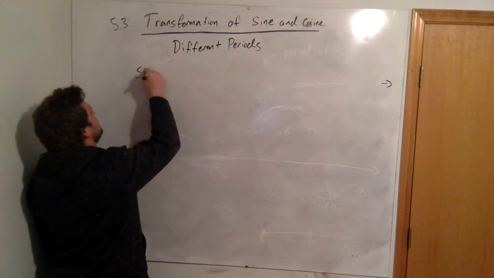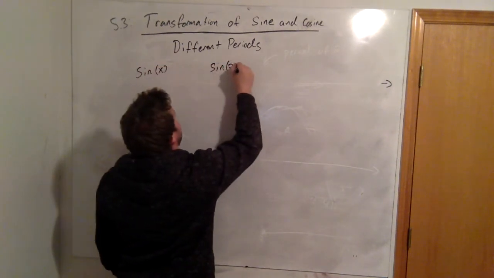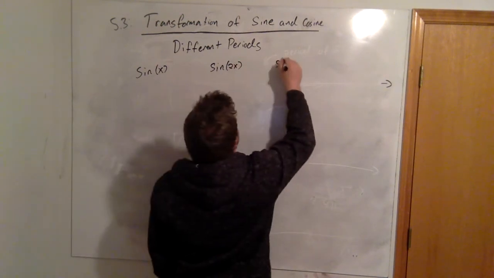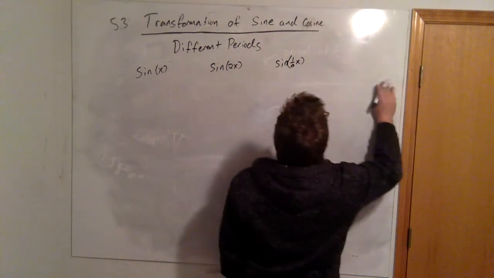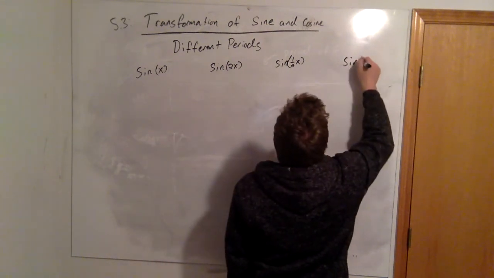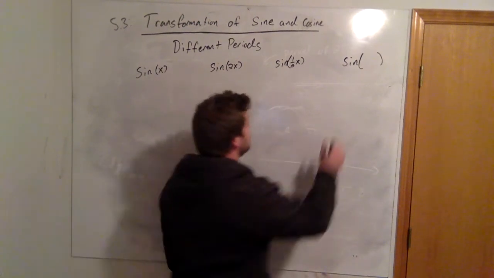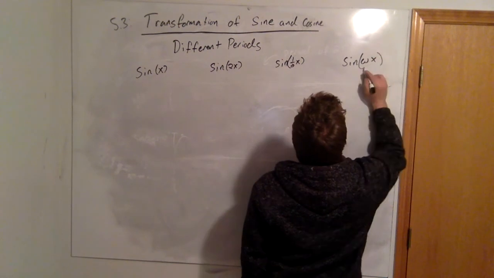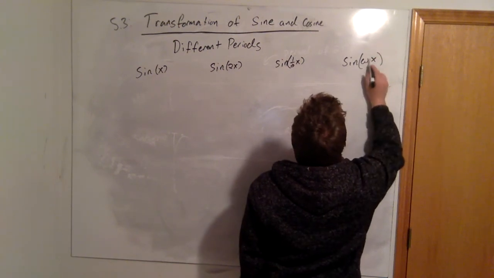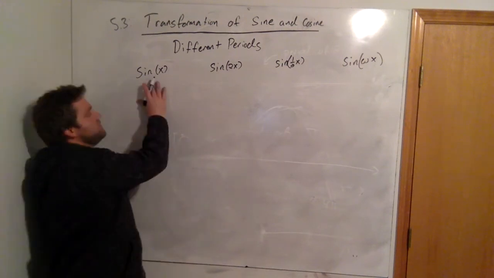Well, let's think about first sine of x. Let's do sine of 2x. Let's do sine of 1/2 x. And let's do it in general. What if it was sine of any number times x? It's very common that the book calls this omega x. So it's the value multiplied in front of the x. This is called omega.